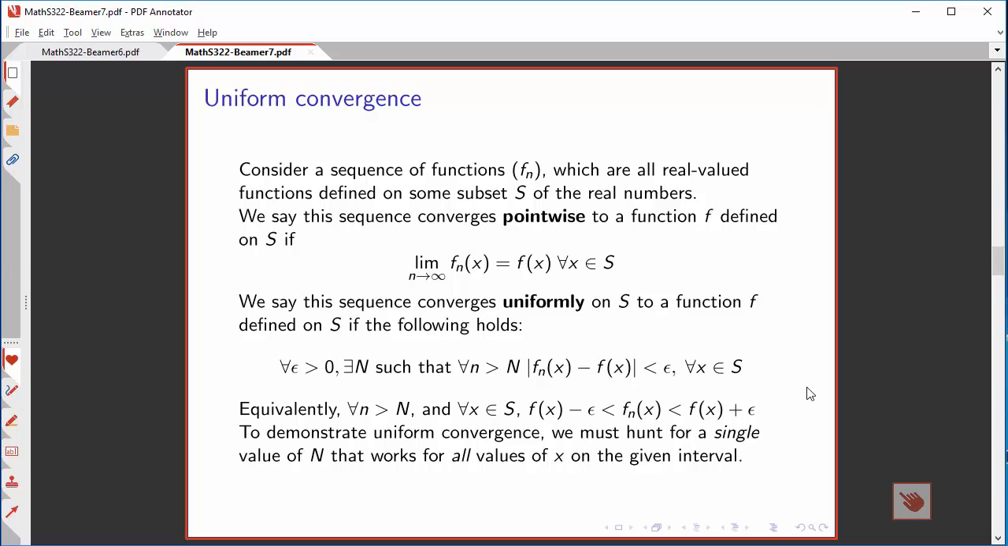First we choose the epsilon, and then the very last choice is x. This has to work for all values of x. Another way of stating this: if little n is greater than capital N and x is some value in the domain, f sub n of x lies in the interval between f of x minus epsilon and f of x plus epsilon. So we need to find this one-size-fits-all N.